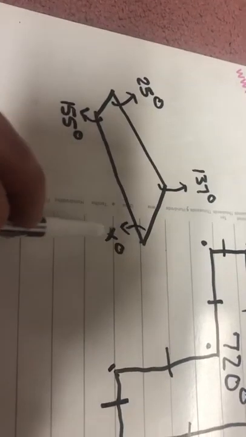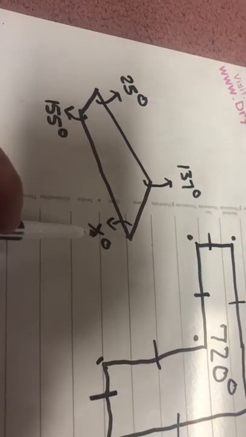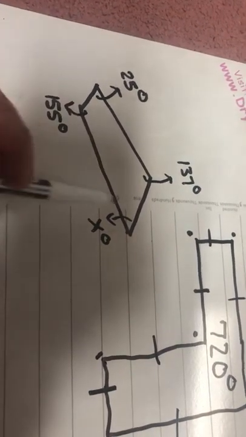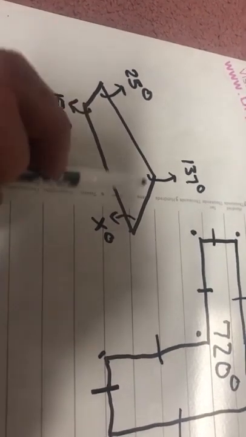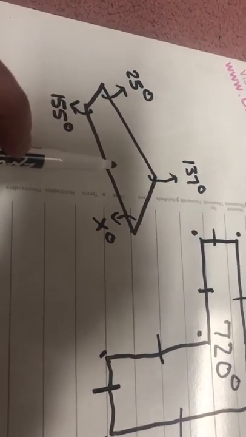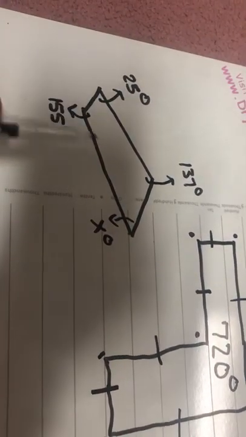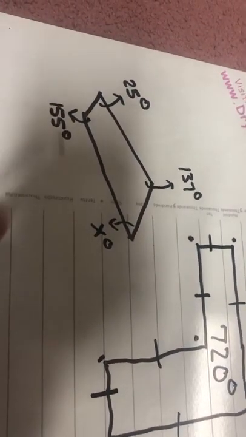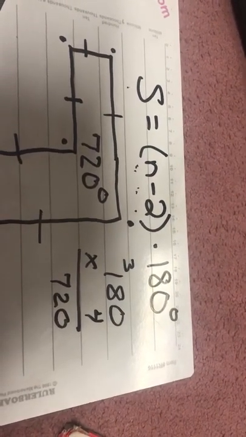To be able to solve for x, common logic should tell us, well, I need to figure out how many degrees are in the entire thing total. So I think to myself, how am I going to figure out how many degrees are supposed to be here total? Because really what I should be doing is adding all 3 angles that I know and subtracting it from how many degrees there are total. But I don't know how many degrees there are total. So I need to use this formula, S equals n minus 2 in parentheses times 180.